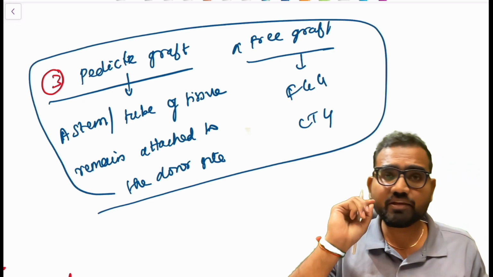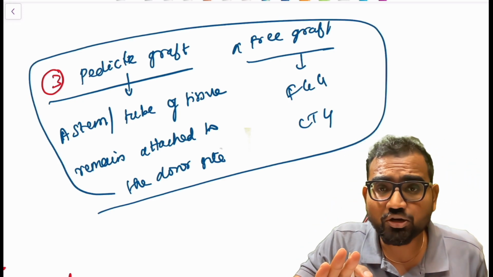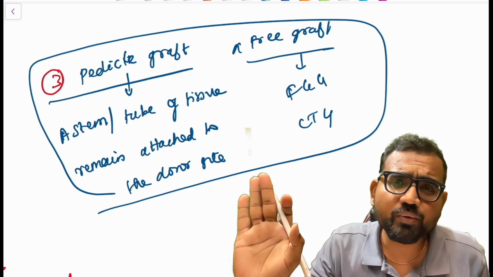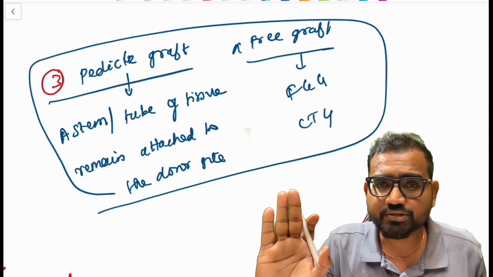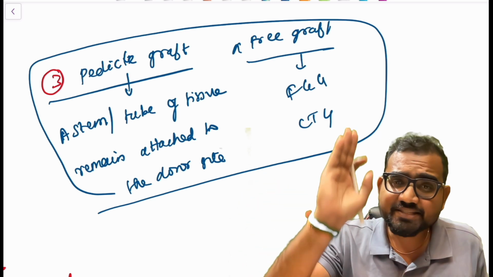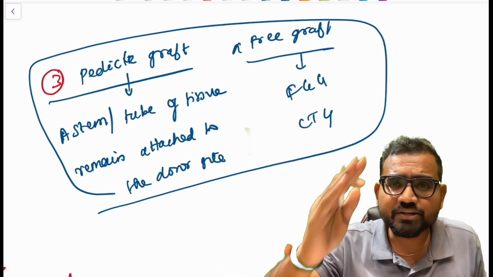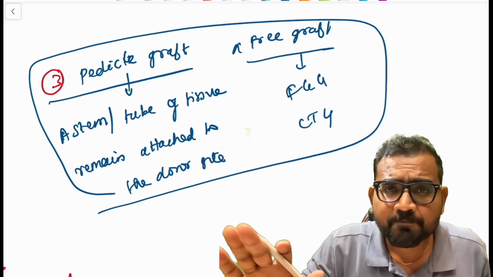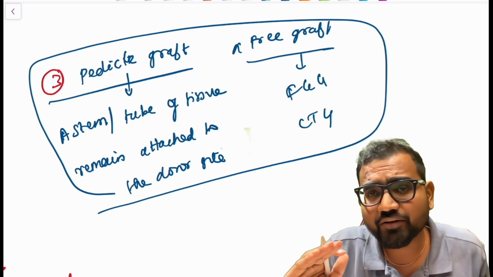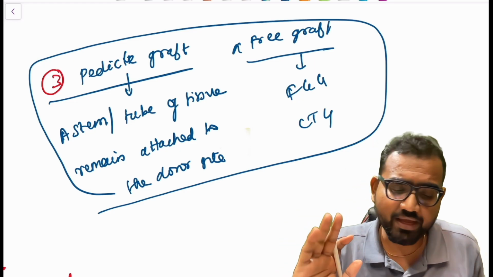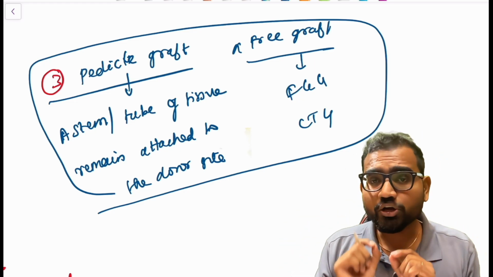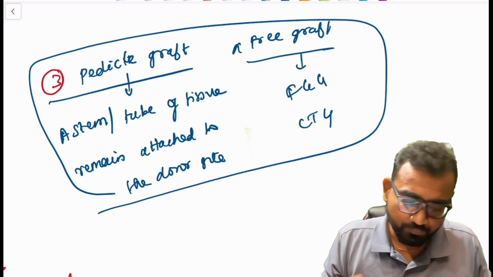So if you understand these two terminologies, it will be a cakewalk for you when you talk about classification of mucogingival surgeries. Okay, so pedicle graft: stem of tissue, tube of tissue remains attached, coronally, laterally, apically, bridge, transpositional. Okay, so free graft: connective tissue graft and free gingival graft. Okay, so this is another very important terminology which you should know.